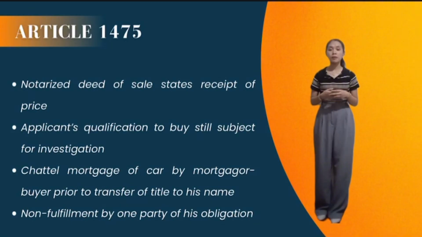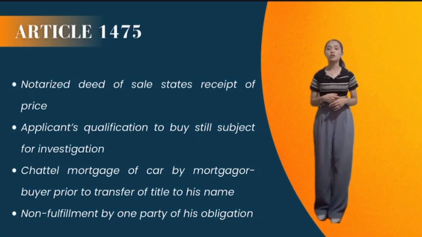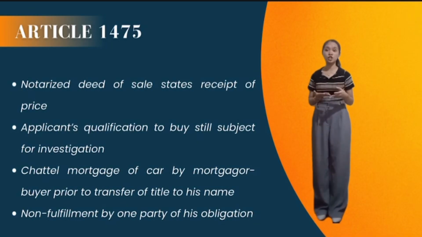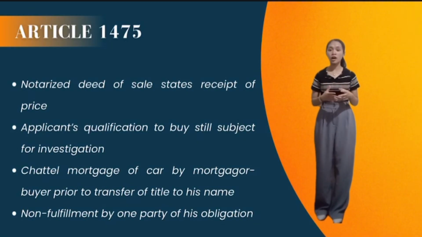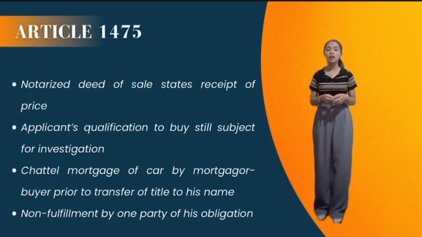Applicant's qualification to buy still subject to investigation, although this embodies all the essential elements of the contract of sale. An investigation is still needed to ensure the validity and legality of the transaction. Chattel mortgage of a car by mortgagor buyer prior to transfer of title to his name. The buyer can use this as a collateral for a loan even before the transfer of the title to his name, and this is valid, especially if the buyer has taken possession over the vehicle and the mortgage is properly recorded.